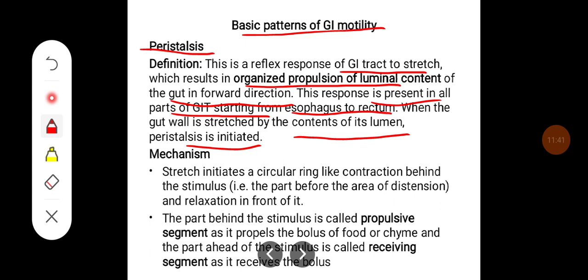Mechanism. Stretch initiates the circular ring-like contraction behind the stimulus, that is the part before the area of distension, and relaxation in front of it. The part behind the stimulus is called the propulsive segment as it propels the bolus of the food or chyme, and the part ahead of the stimulus is called the receiving segment and it receives the bolus.